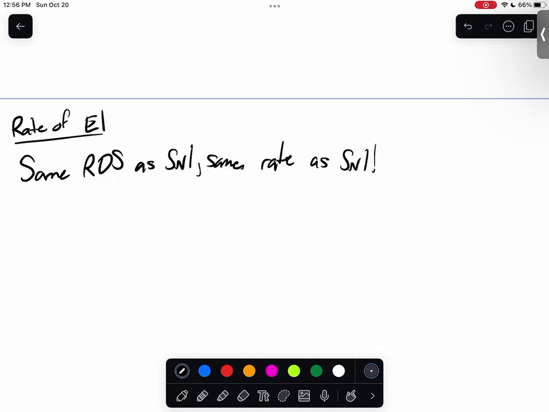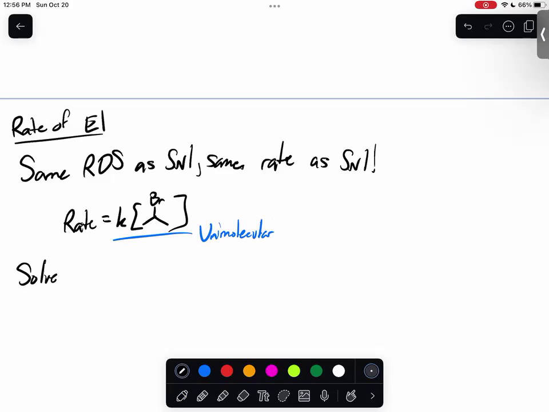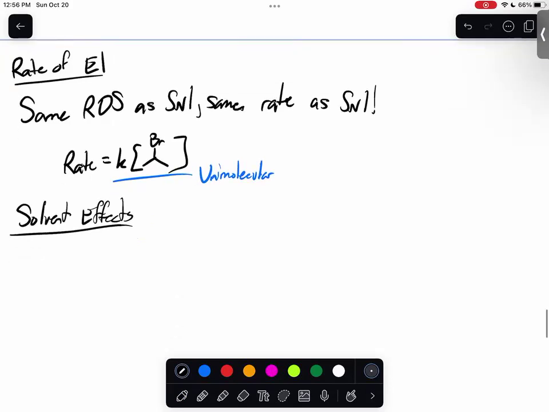Because our rate is equal to k times leaving group leaving is the rate determining step, so it is just the molecule with the leaving group attached to it. And so that is once again a unimolecular rate, hence why we call it unimolecular substitution. The other thing that's the same as SN1 is solvent effects, right? We don't even have to say anything about it. It's the same as SN1. So if you forget what that is, go ahead and see lecture 23 notes.